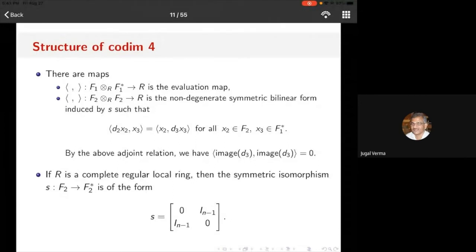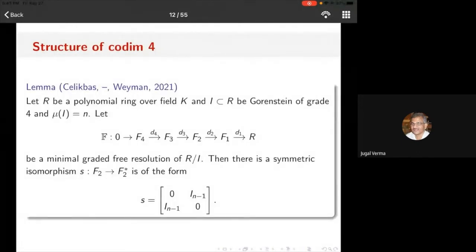As the result says, this S induces a non-degenerate bilinear map. In the case of a polynomial ring, recently we have shown the following. Suppose R is a polynomial ring over a field K and I is a grade 4 Gorenstein ideal, suppose I is minimally generated by n elements and F is a minimal graded free resolution of R mod I. Then we have shown that there exists a symmetric isomorphism S which is in standard, or hyperbolic, form. So in the case of a complete regular local ring, or in the case of our polynomial ring, S is in the standard form, or the hyperbolic form.